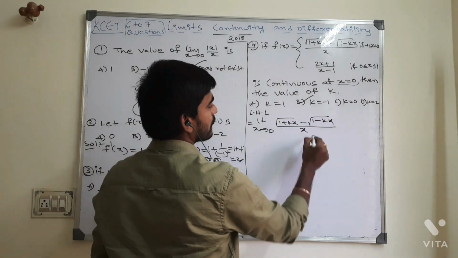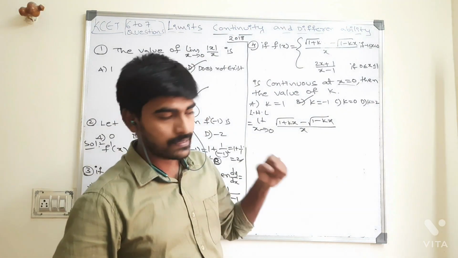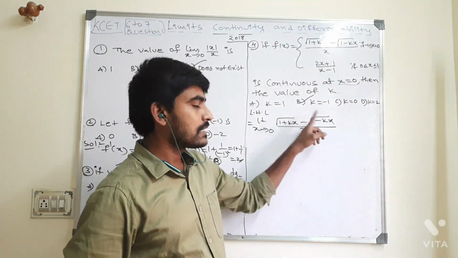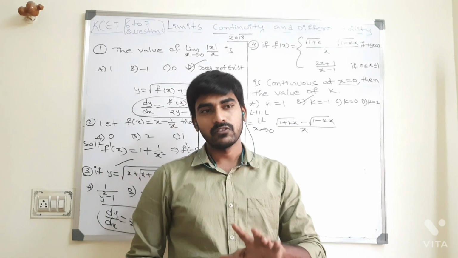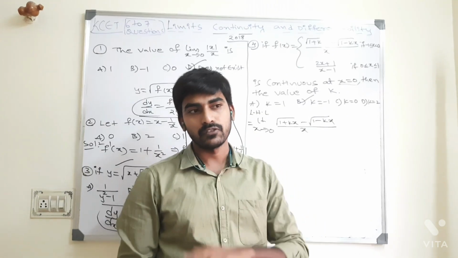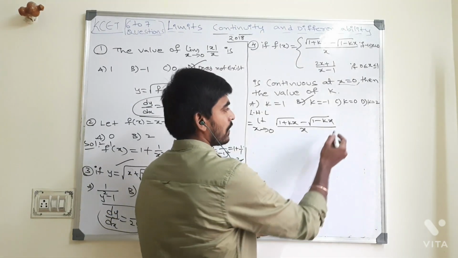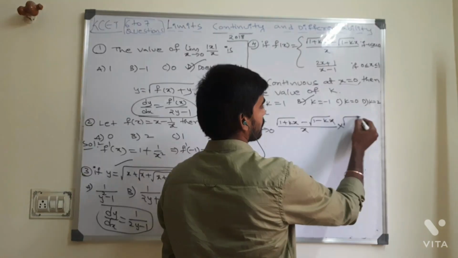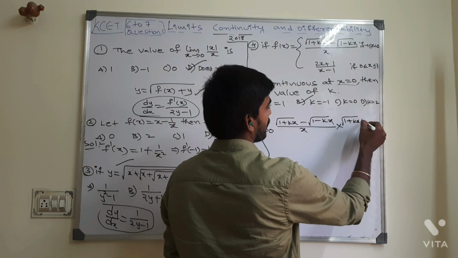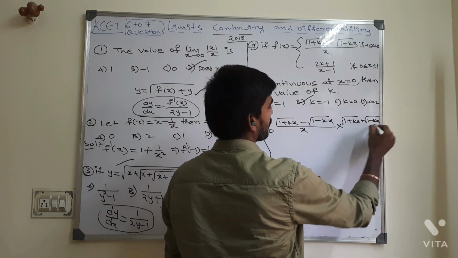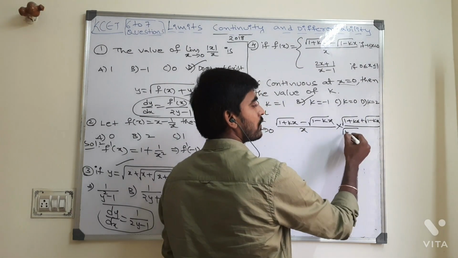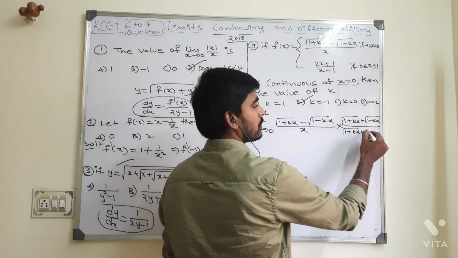How to solve this then? Okay, when square roots are there, please remember you should go for rationalization. Now I am going to do the rationalization: root of 1 plus kx plus root of 1 minus kx, whole divided by root of 1 plus kx plus root of 1 minus kx.